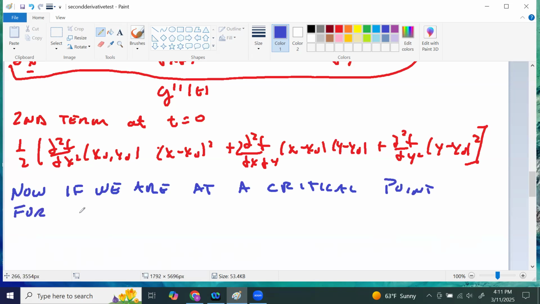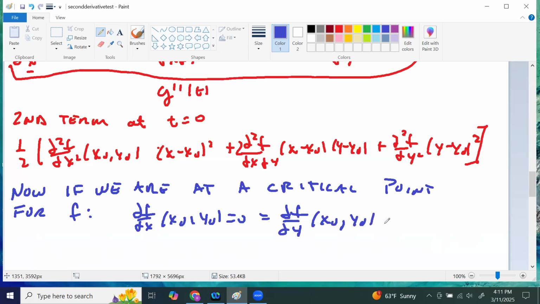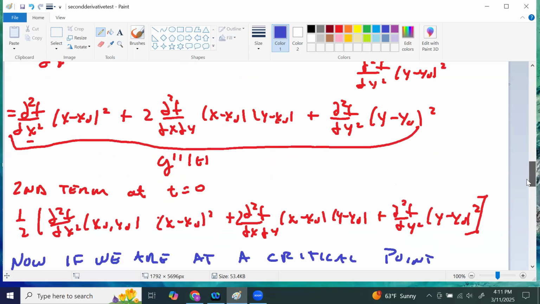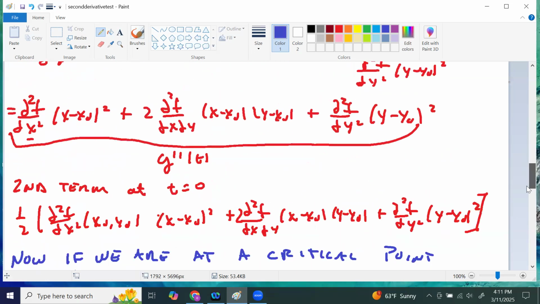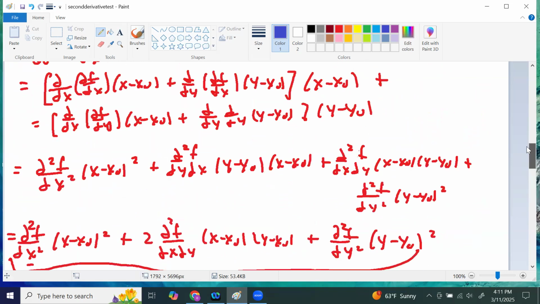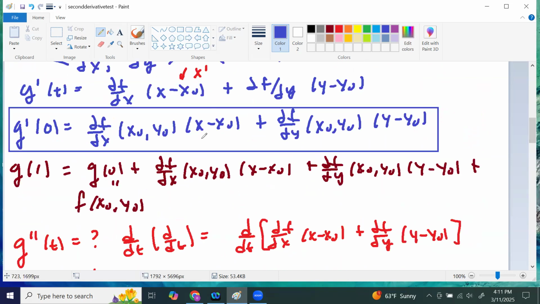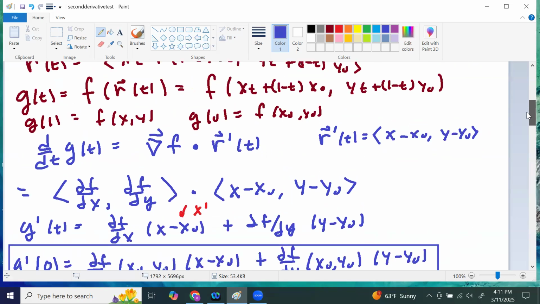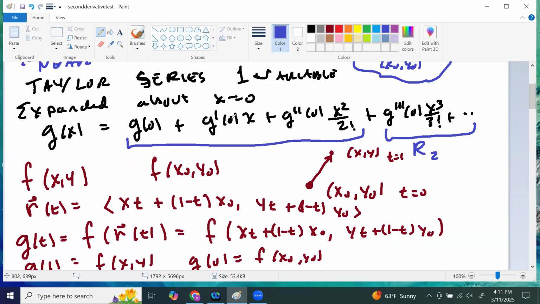for f, this means that the first partial is 0 with respect to x and with respect to y. That's what it means to be at a critical point. So you have your constant term, and then you have your degree 1 term. That's what this is, and that's what corresponds to this.